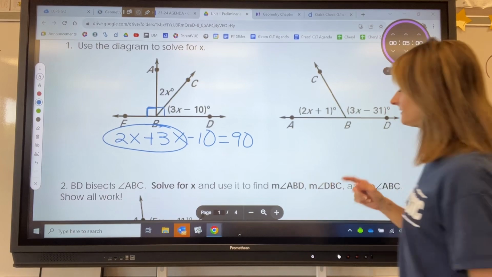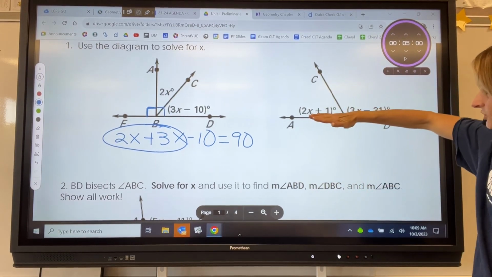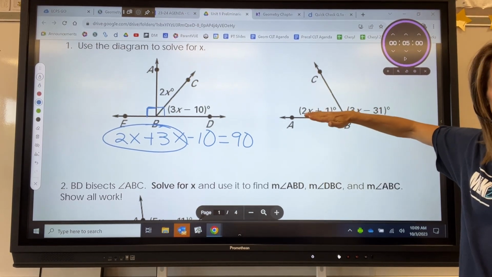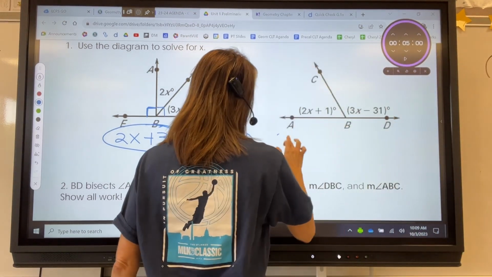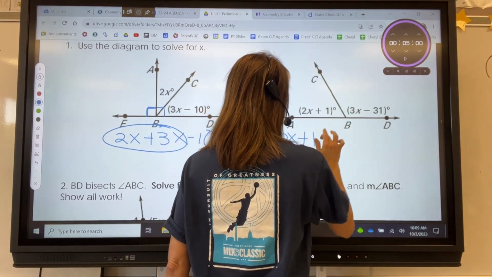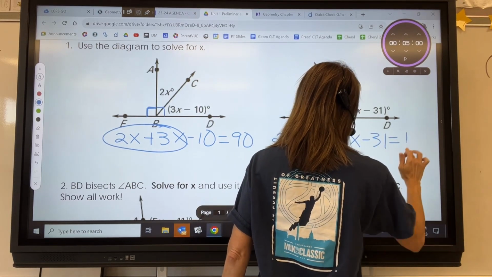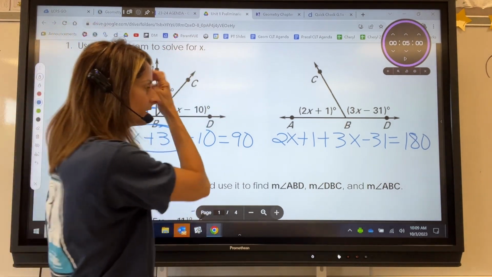Next one. This diagram is different because we have two angles now that form a straight line. And we can assume that's 180 degrees in a diagram. So we have now 2x plus 1 plus 3x minus 31 add up to 180 degrees. Solve for x. Then, of course, you would combine the like terms.